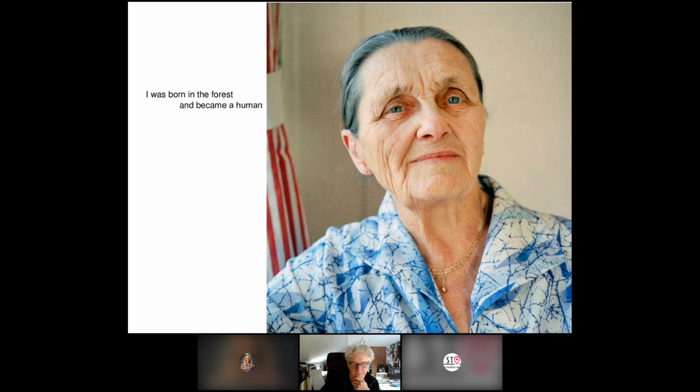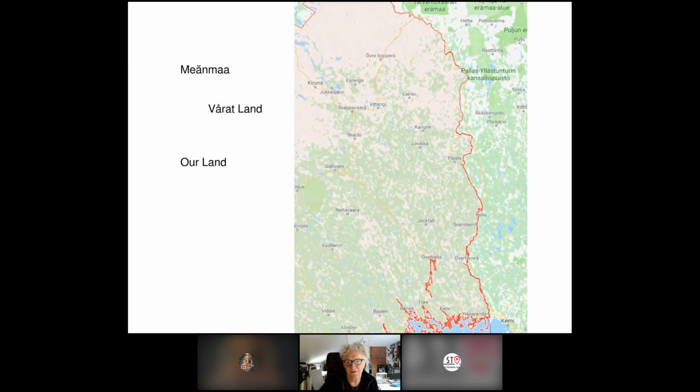We will stay. Katarina is around here, living close to Lainio. We will stay now in this area. Over supper is one place here, and then my home is here in Kukkola, a little bit north from Tornio and Haparanda. This is our own cultural area called Vårat Land, our land, Meänmaa, and I started to work here at the beginning of the 1990s, like 30 years ago.